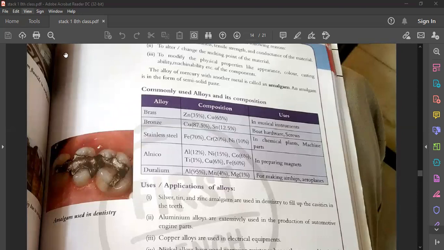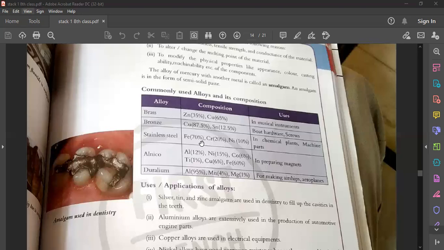So just go through this table. Sir, there are different compositions in my book and in your book. So which one to remember? What is the different composition? Sir, in my book for brass, copper is 80% and zinc is 20%. No. The composition of this is correct only, 35 and 65. I'll check once again in other books and I'll let you know.